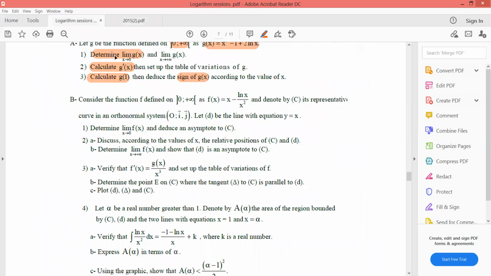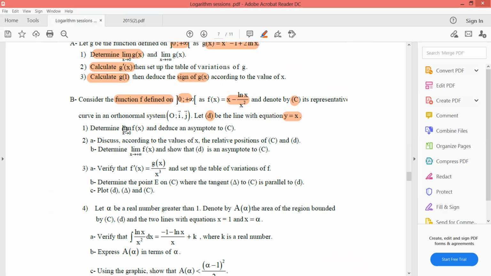If we have another function f defined on 0 plus infinity by f(x) = (x minus ln x) over x squared, and C is its representative curve. C is the curve, and D is the line of equation y equal x. So we have the domain 0 plus infinity, the function f(x) = (x minus ln x) over x squared, and the line D: y equal x.